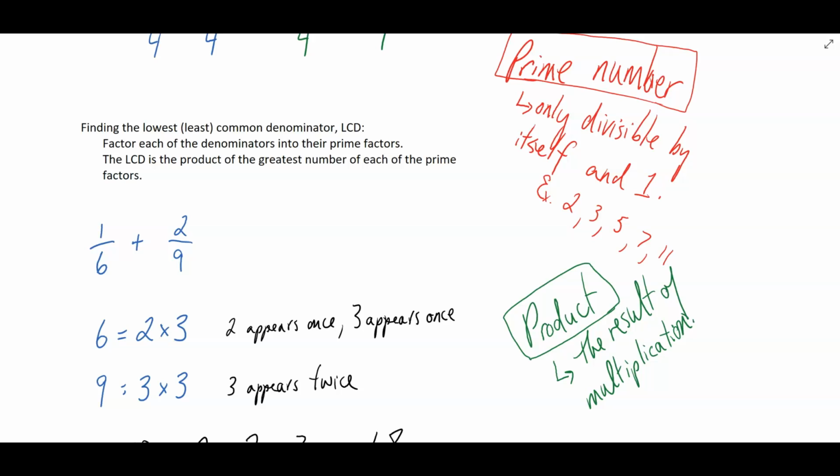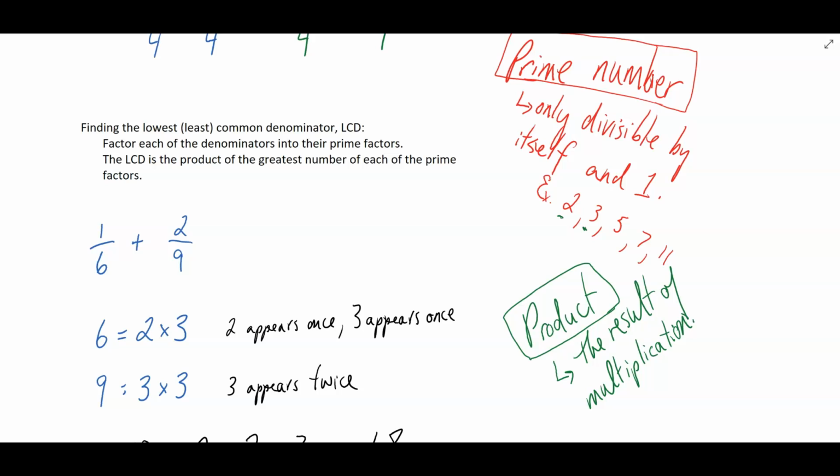Well, 2 is a prime number. 2 is only divisible by 2 and by 1. 3 is also a prime number. 3 is only divisible by 3 and by 1. What about 4? Well, 4 is divisible by 4 and by 2 and by 1. So 4 is not a prime because it's divisible by more than just itself and 1. 5 is a prime number. It's only divisible by 5 and 1.